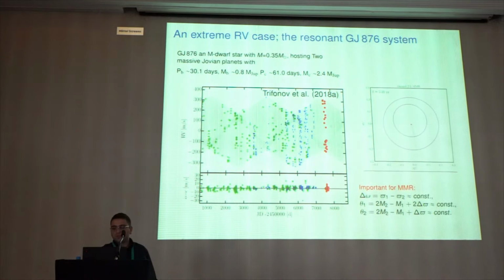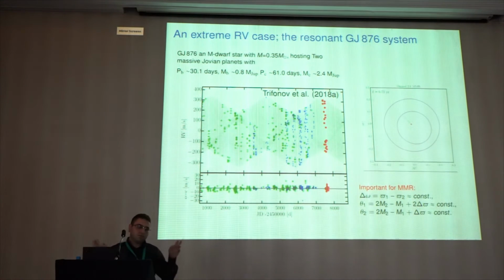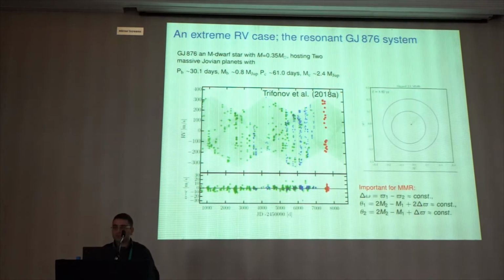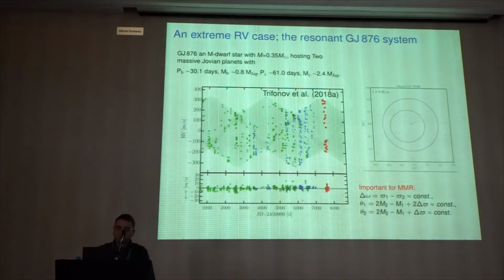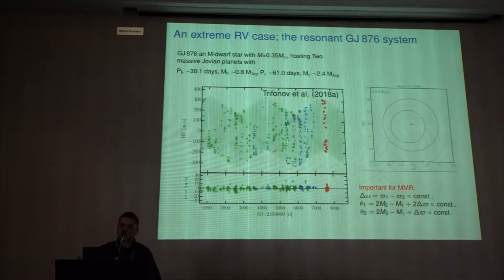And what is important for mean motion resonances, I don't want to go into details, but there are some important resonance angles which must librate around a certain value in order for the system to be in resonance. It's not enough to have a system that is close to a 2-to-1 ratio or 3-to-1. For example, Neptune and Uranus have a period ratio close to 2-to-1, but they're not in resonance. So you need to have a specific dynamical behavior to call it a resonance.